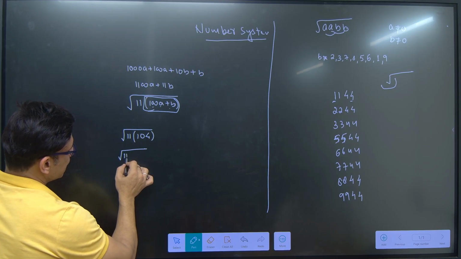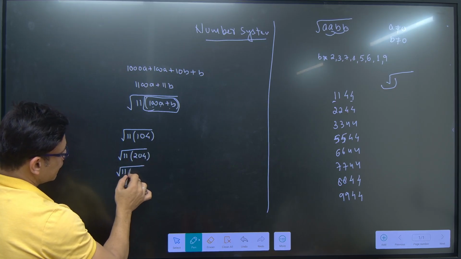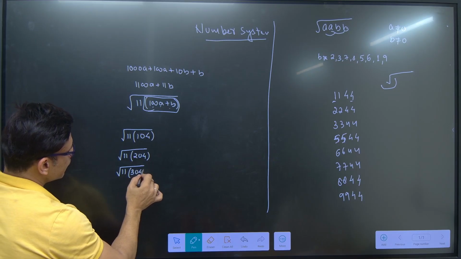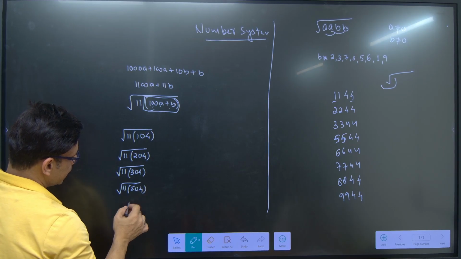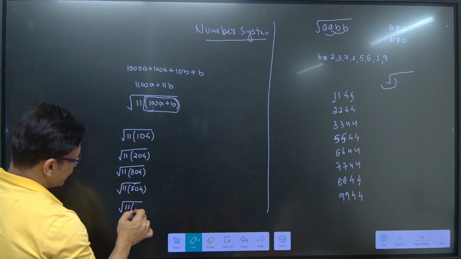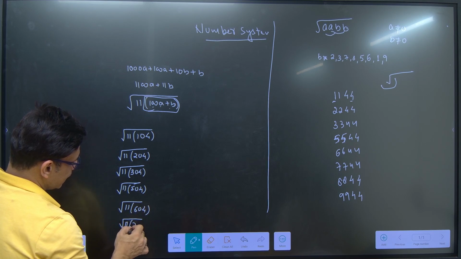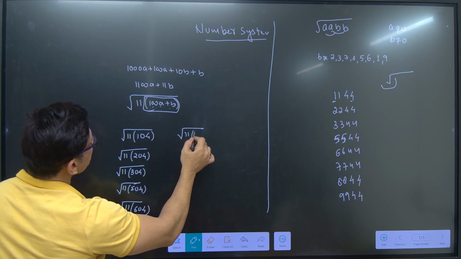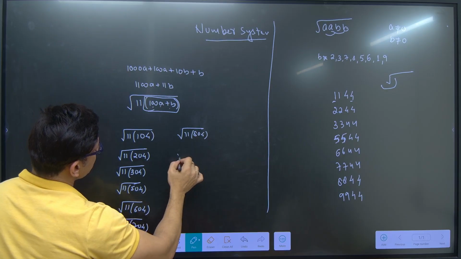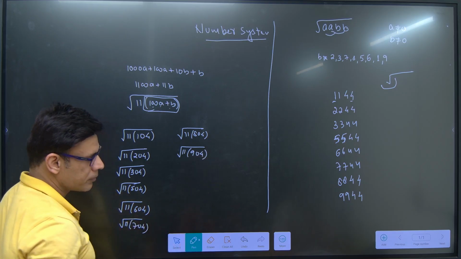The second number is 204. Third number is 304. Fourth number is 404, fifth 504, 604, 704, 804, 904. Right?